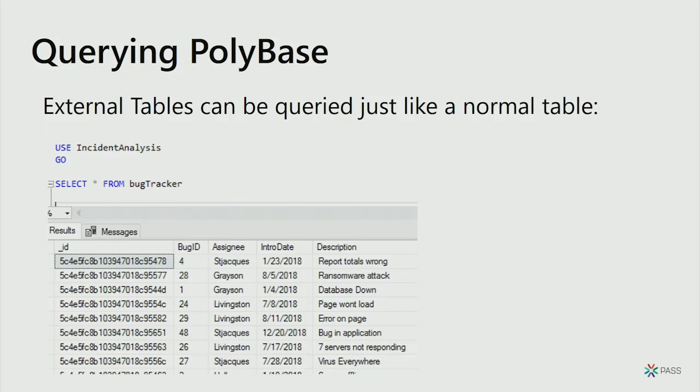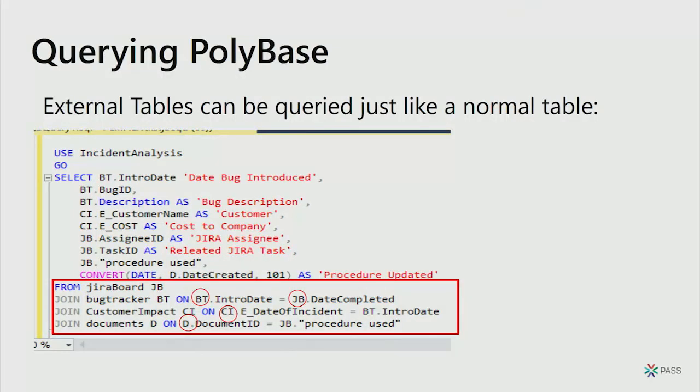And what does it look like when you query PolyBase? It looks like you're querying any other table. So your BI and analytics folks wouldn't even know they're querying, for example, Oracle or Mongo. You just do your select star from table, or obviously you can do more complex queries just like you can in regular SQL Server.